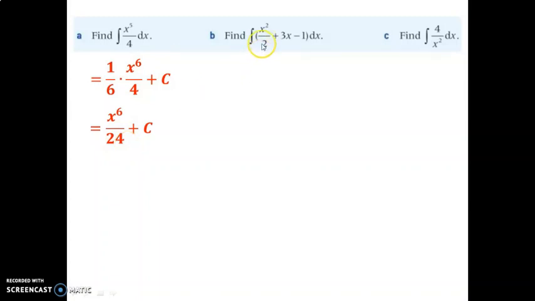Okay, b. In b, you have multiple terms in there, but remember when we're doing integration, you can just do the integral of each term one at a time. So just apply what you know about integrals here, here, and here. Let's see if you can get that.